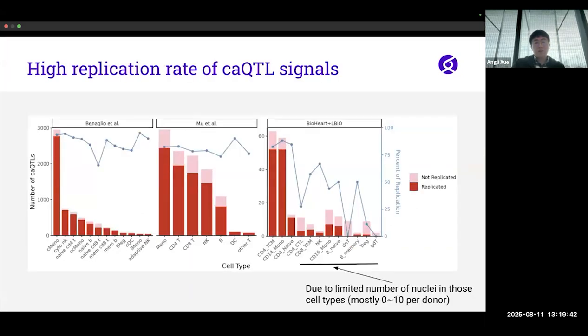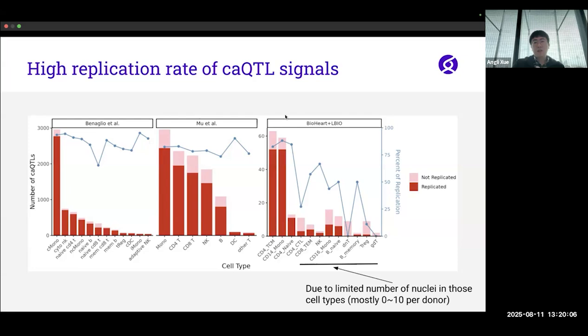There are only 2 published studies on caQTL, which are the first 2 panels, but the sample size is pretty limited. One is around 80 donors, one is 48 donors. We tried to replicate the caQTL signals compared with their signals, and you can see that the replication rate is very high, ranging from 75% to 90%.